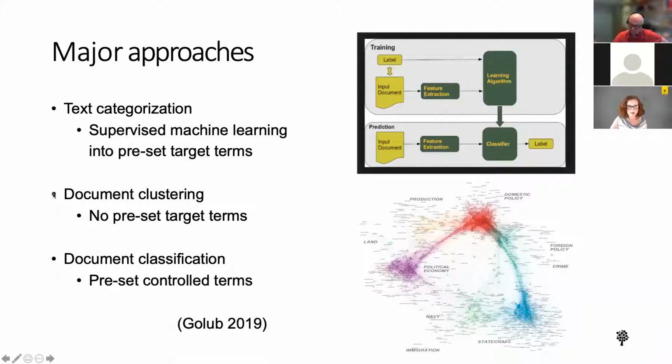The second approach is document clustering, which is really derived indexing, and even the names of classes are derived automatically, as well as the relationships between these classes.